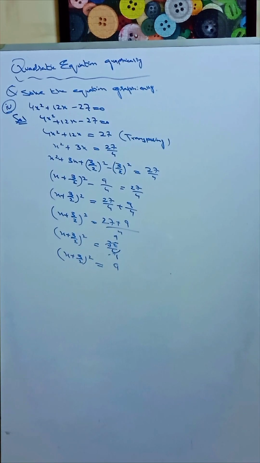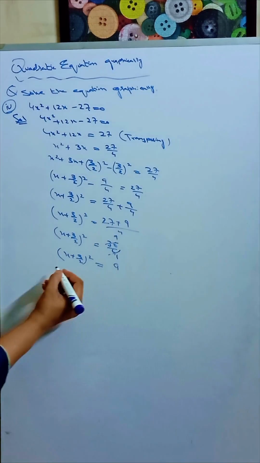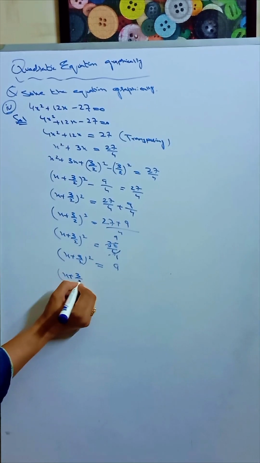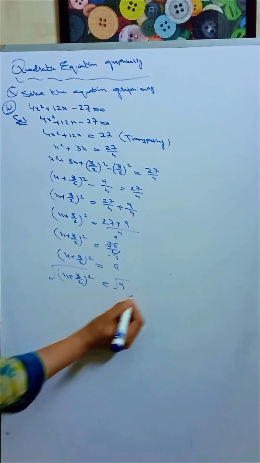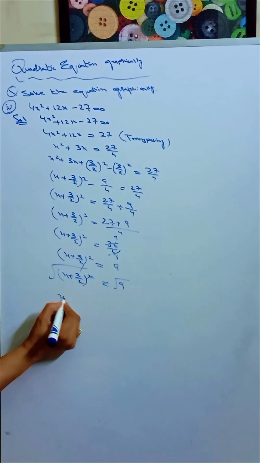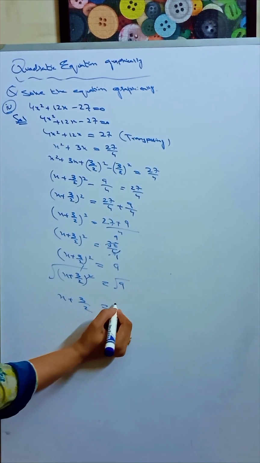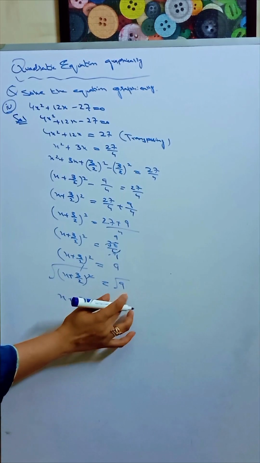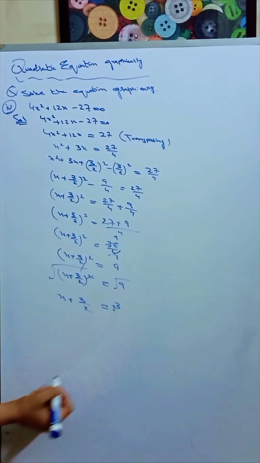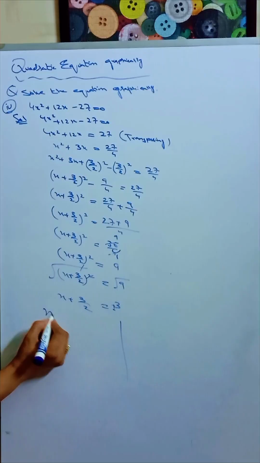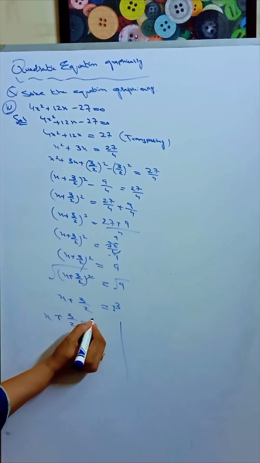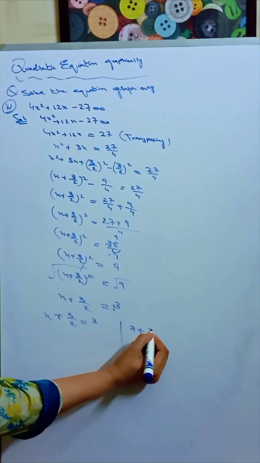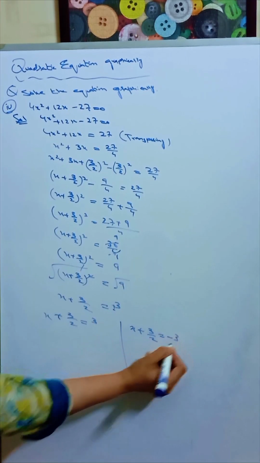Alright. Taking a root on both sides, what does it become? Square root of (x plus 3 by 2) whole squared equals square root of 9. The root and square will cancel off. So x plus 3 by 2 equals plus or minus 3, since the square root of 9 is 3. Now solve it. x plus 3 by 2 equals 3, and x plus 3 by 2 equals minus 3.